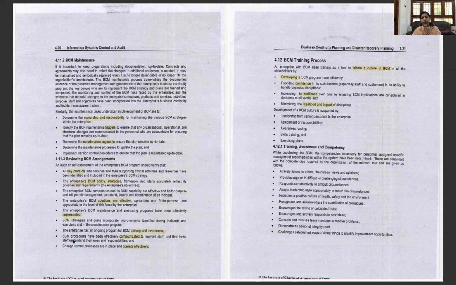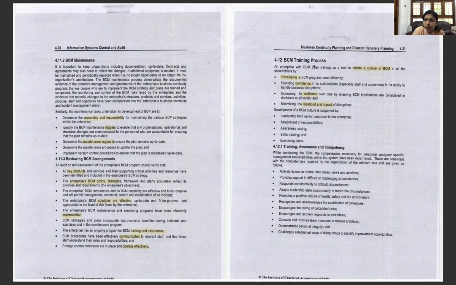So first one is, what are the policies and strategies? Next is the key products and services. Next, are the solutions effective, up to date, fit for purpose? And then, is maintenance done? Is it implemented? Is there proper training and awareness? Is it communicated? Do they operate effectively? Give it another thorough read. It is very easy to remember these points because it is all repeated again.